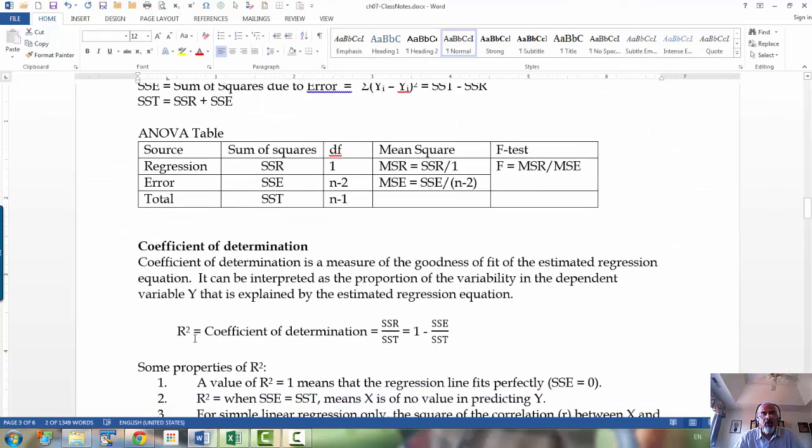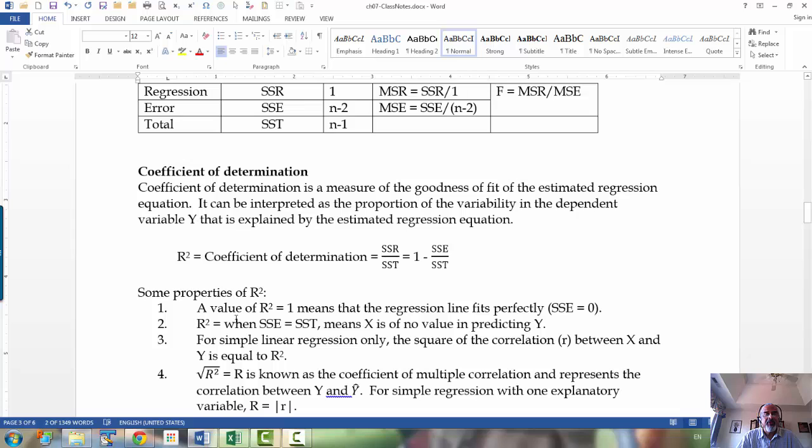So for the coefficient of determination, the formula is SSR over SST, and you can also express this as 1 minus SSE over SST. It is a measure of how good the fit is. It is interpreted as the proportion of variability in the dependent variable y that is explained by the regression. Some of the properties: R squared being 1 means there is no error at all, all the points line up on the straight line.